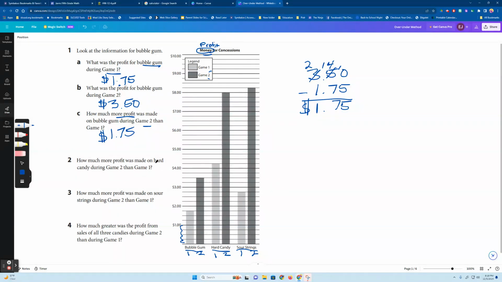So we got the hard candy. So you're going to subtract here. I'll let you do the next one yourself. How much more profit was made game two for the hard candy? Well, that was $8 minus $4.25.